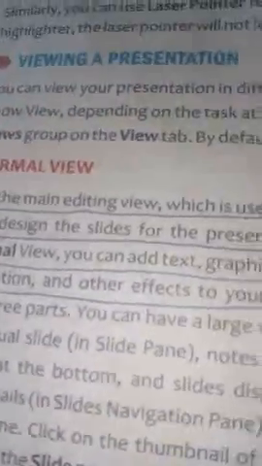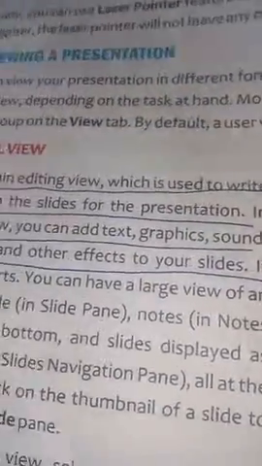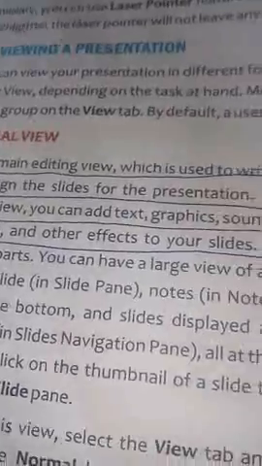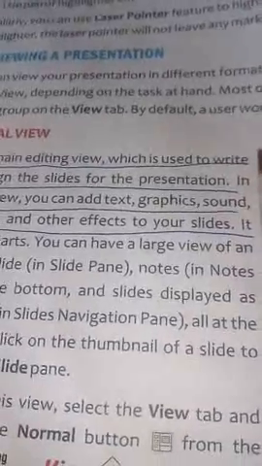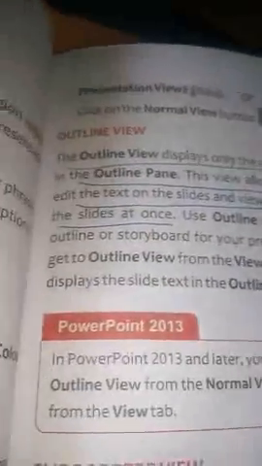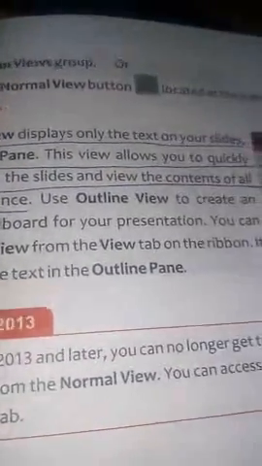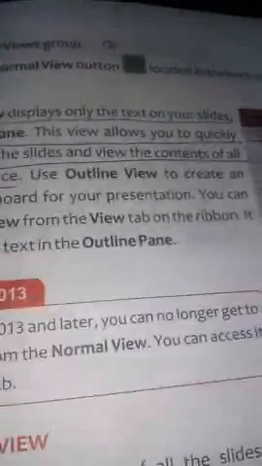Now question 2, name the difference between the normal view and outline view. Normal view is the main editing view which is used to write and design the slides for the presentation. In normal view, you can add text, graphics, sound, animation and other effects to your slides. And outline view displays only the text on your slides. This view allows you to quickly edit the text on the slides and view the contents of all the slides at once.